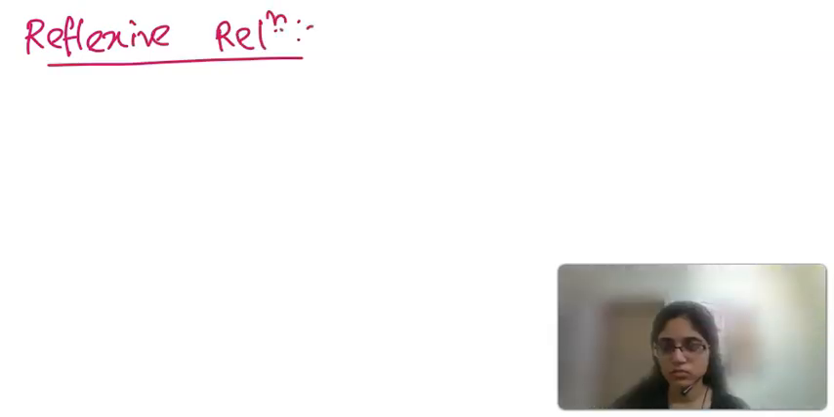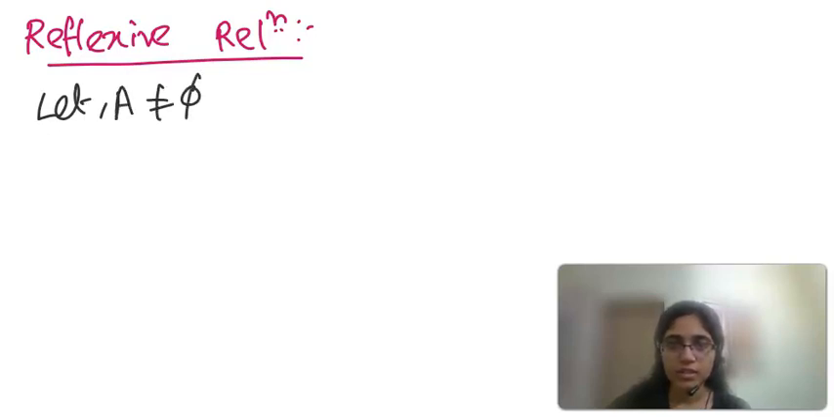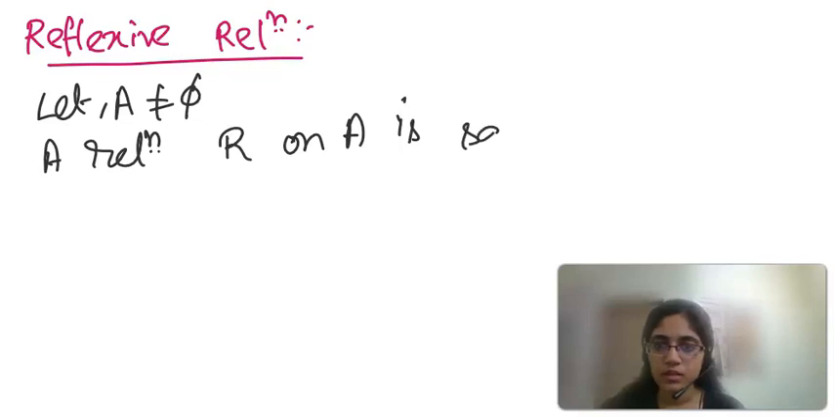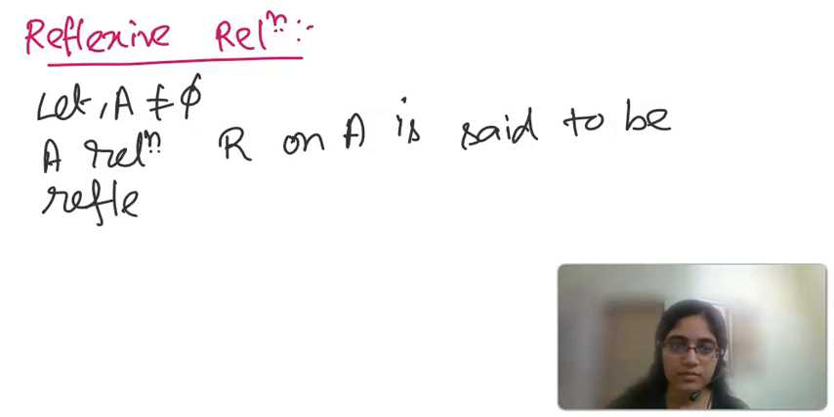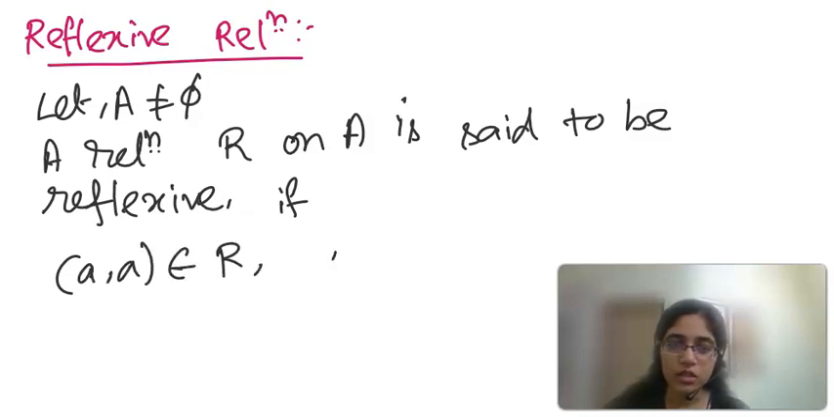So first let us define reflexive relation. Let A be a non-null set. A relation R on A is said to be reflexive if (a, a) belongs to R for all a belongs to A.